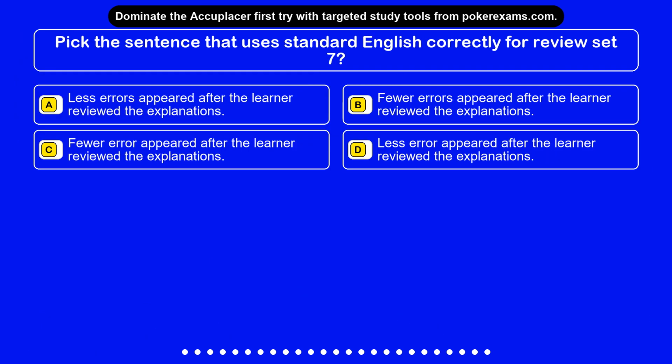Question 20. Pick the sentence that uses standard English correctly for review set 7. Option A. Less errors appeared after the learner reviewed the explanations. Option B. Fewer errors appeared after the learner reviewed the explanations. Option C. Fewer error appeared after the learner reviewed the explanations. Option D. Less error appeared after the learner reviewed the explanations.